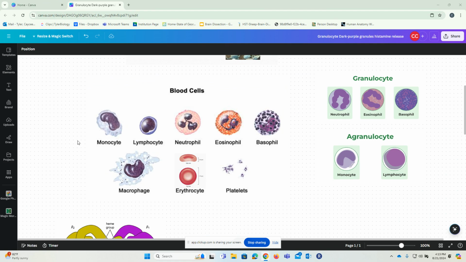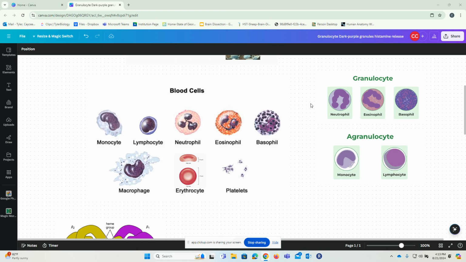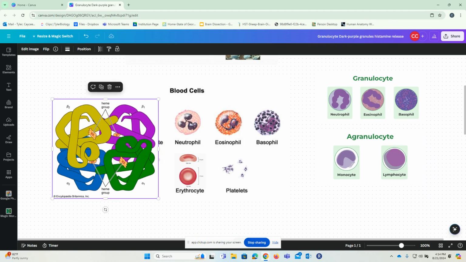You can actually separate the white blood cells, which include the monocyte, which could become a macrophage, lymphocyte, neutrophil, eosinophil, and basophil, into two different categories. You have one category where we have very obvious granules in the cytoplasm of the cell. So the granulocytes are the neutrophils, eosinophils, and basophils. Whereas the agranulocytes do not have granules that are very obviously in the cytoplasm of their cells. They include monocytes and lymphocytes. We're going to take a closer look at the white blood cells in just a moment, but first let's talk a little bit more about red blood cells.